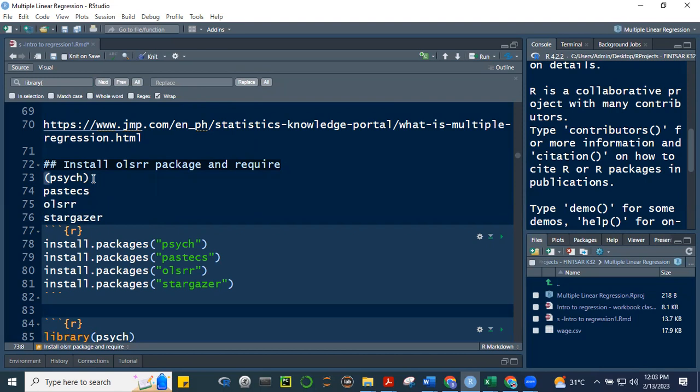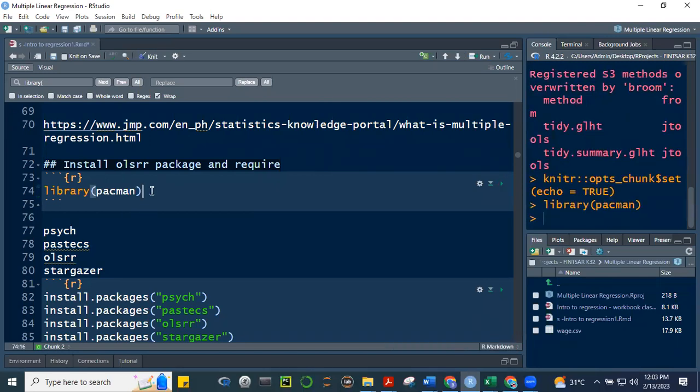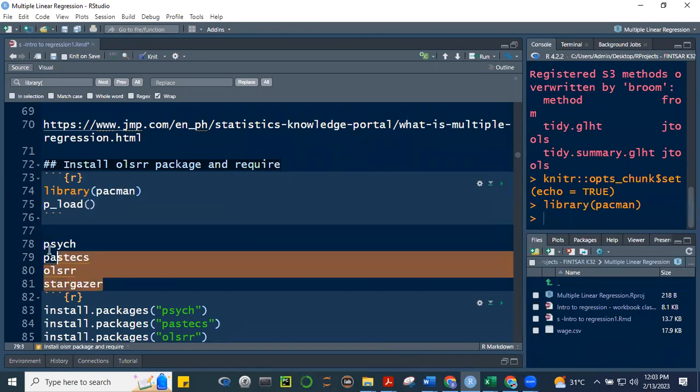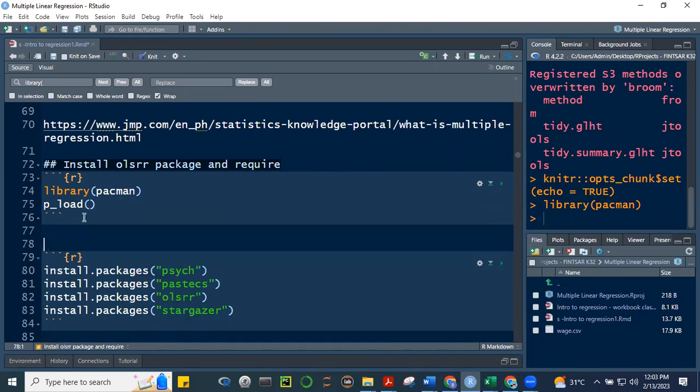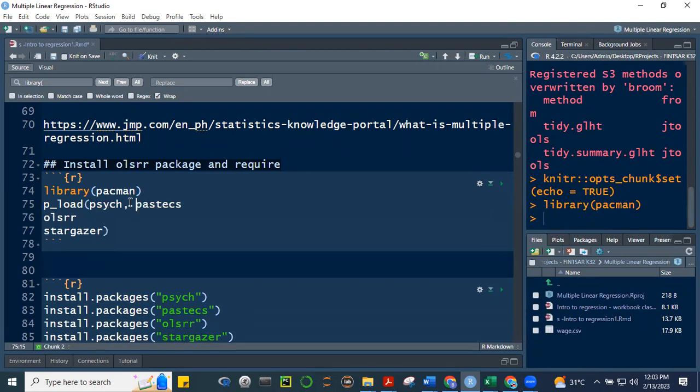Okay. So let's load these packages. You know what to do for this class. Control Alt I, and then let's use the. Of course, let's load first library. Let's load first Pacman, and then we use the pload shortcut. Control X, Control V, comma.